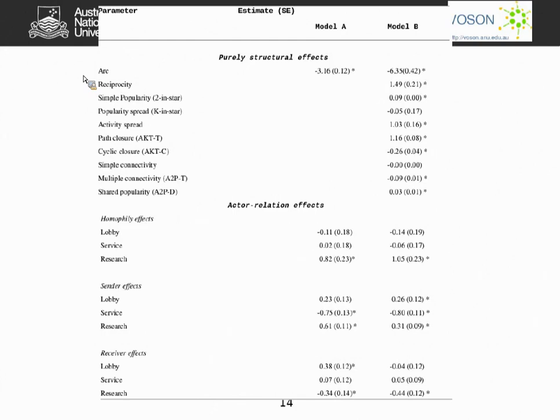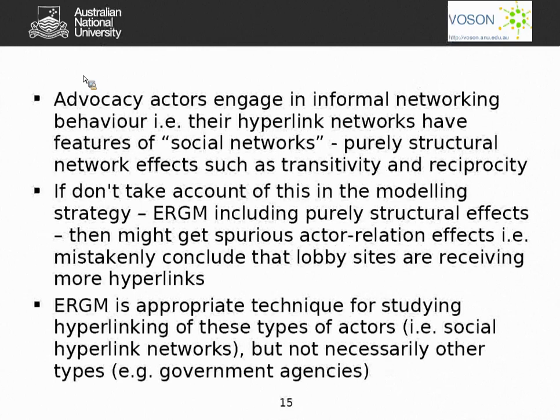So again, it's a fairly simple story, but it's a horses for courses story. What we're saying is that to the extent that online advocacy actors are likely to be engaging in social hyperlinking behaviour, if we estimate a model that doesn't include all of these network effects, then effectively it's a misspecified model, and it could lead to spurious conclusions. That's what we found: when we didn't include those network effects, we got a significant lobby receiver effect, which disappeared when we included the structural effects. Okay, so that's what I've just summarised.